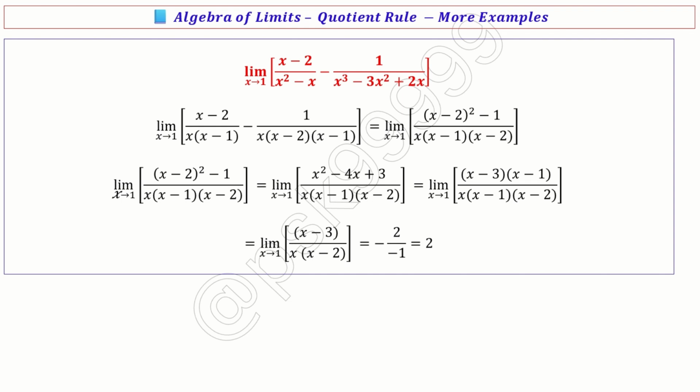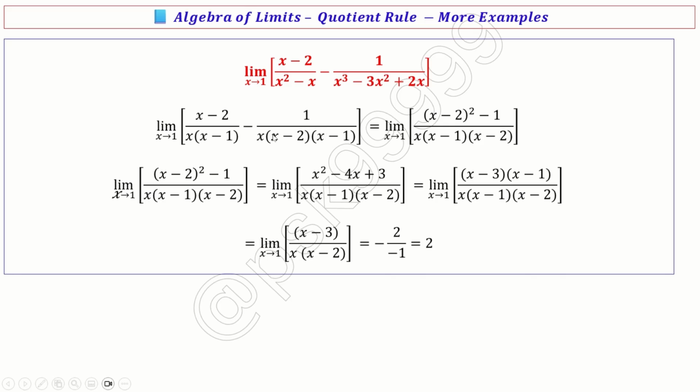More examples. Limit x tends to 1 of x minus 2 divided by x square minus x, minus 1 by x cube minus 3x square plus 2x. If you apply this limit to each term here independently, then you cannot solve this problem. Why? Let's see. The first term is nothing but x minus 2 divided by x into x minus 1, minus 1 by x into x minus 2 into x minus 1. If I individually solve this limit, then I cannot cancel this x minus 1 term because at x equal to 1 this value is 0, right? So the denominator will become 0. There is nothing in the numerator to cancel here for me, correct? This is also the same problem if I solve it independently. I cannot cancel it. So what to do in this case?